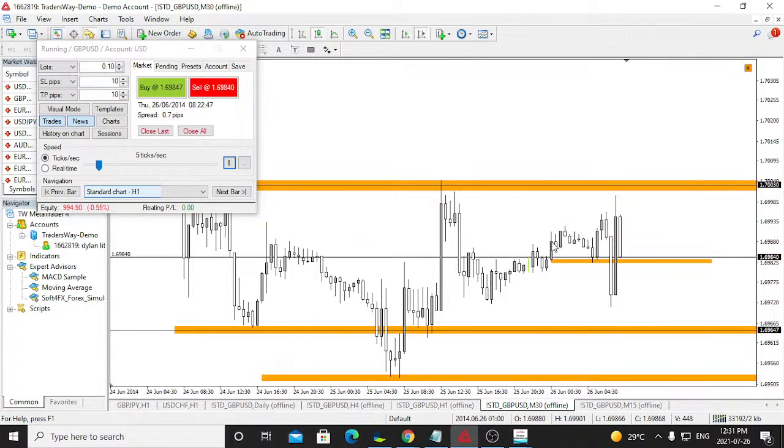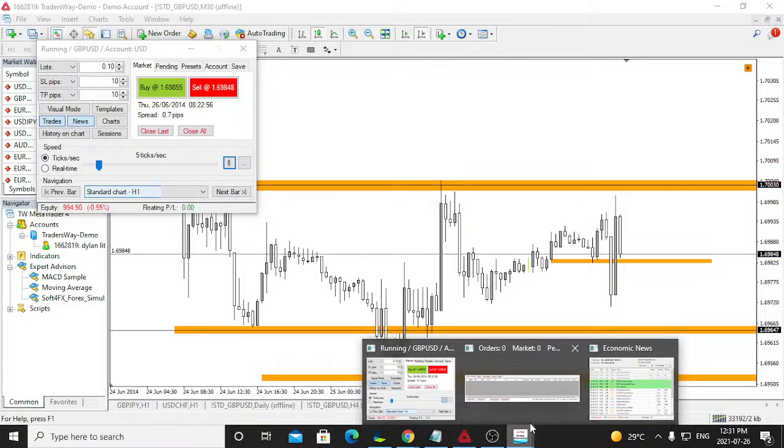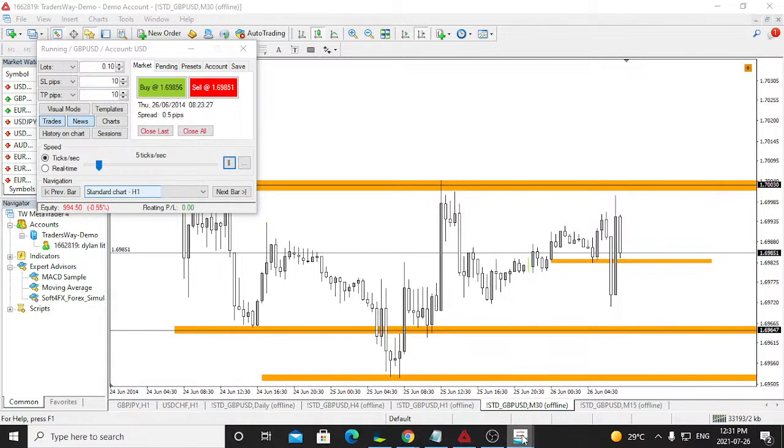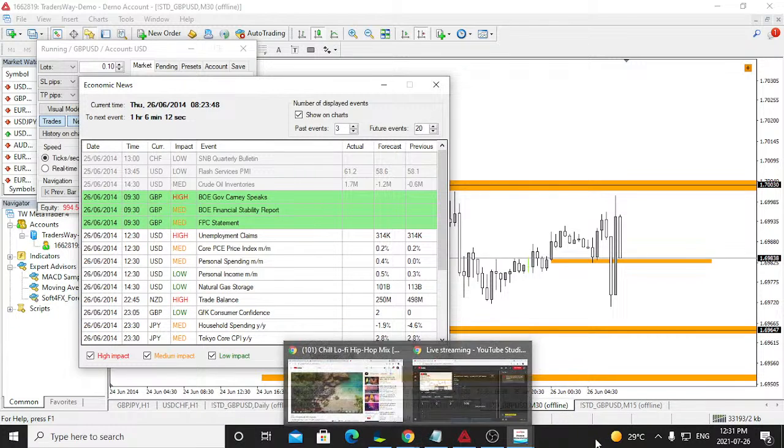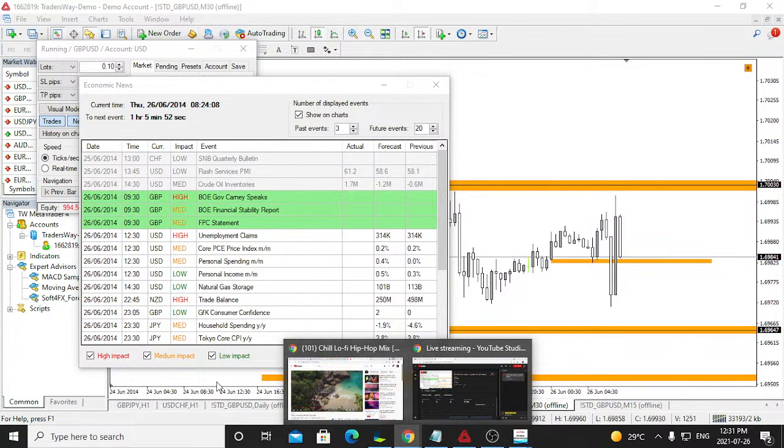So this range, it might be because of the NYSE, the New York Stock Exchange open. Okay, there it is. Sorry, bear with me.